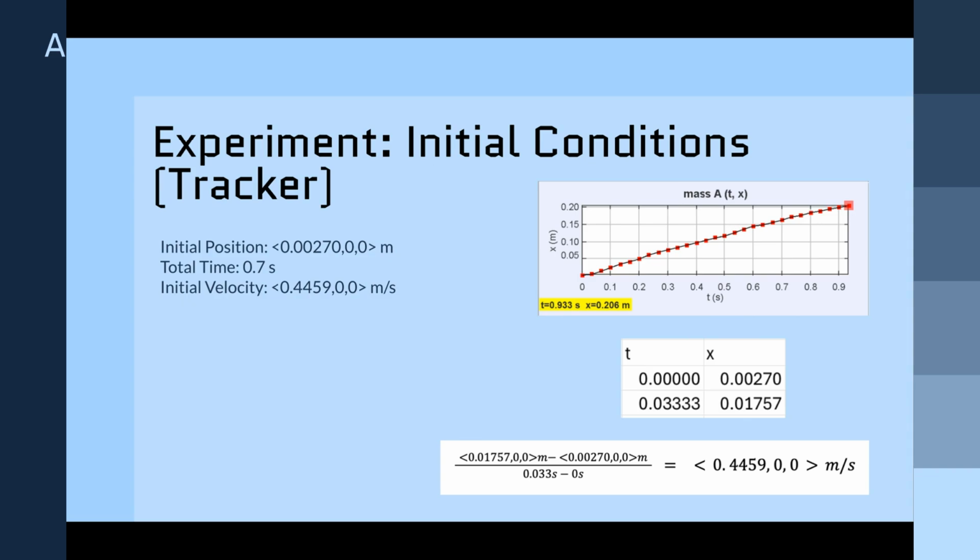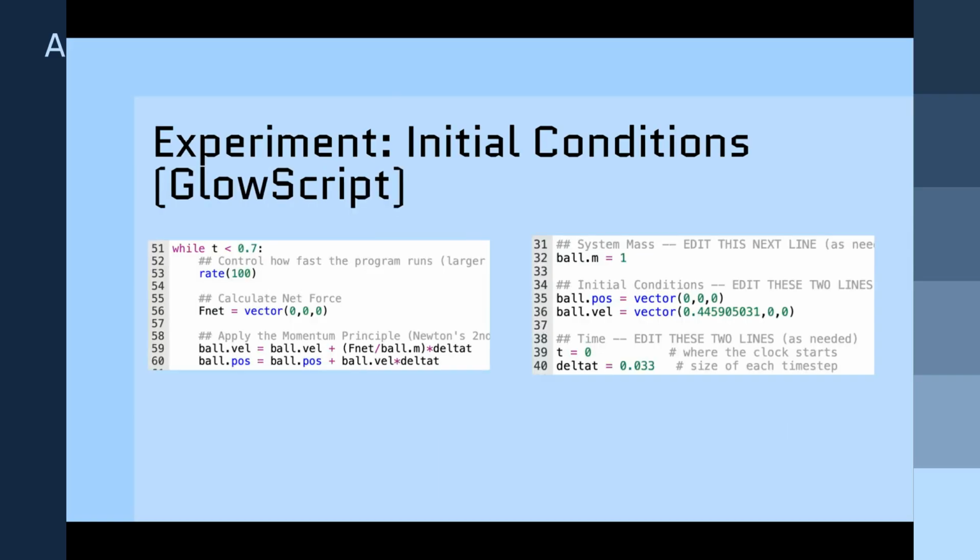At time 0, the position was 0.00270 meters. At 0.03333 seconds, the position was 0.01757 meters. Using change in position over change in time, I got approximately 0.4459 meters per second. In GlowScript, I set net force equal to 0, mass equal to 1, initial position at 0, initial velocity equal to 0.4459 meters per second, delta t equal to 0.033 seconds, and I ran the simulation until 0.7 seconds. Because the net force was 0, the velocity remained constant throughout the simulation.